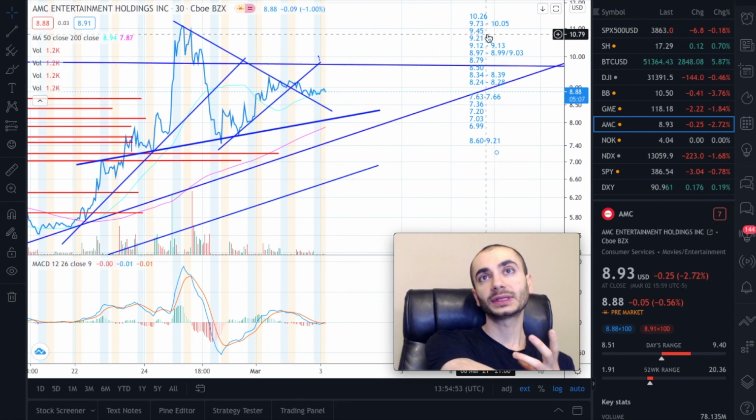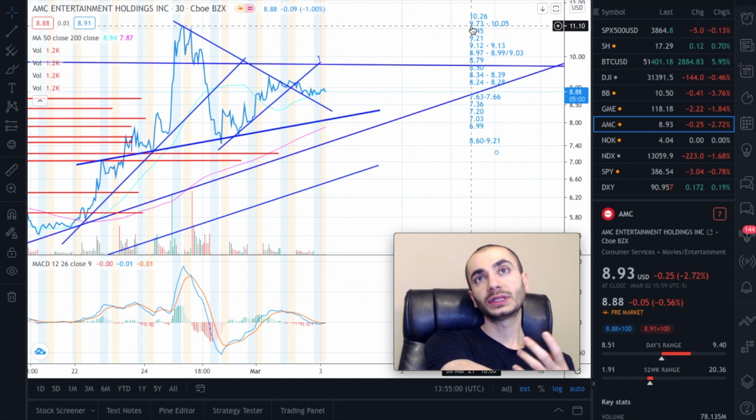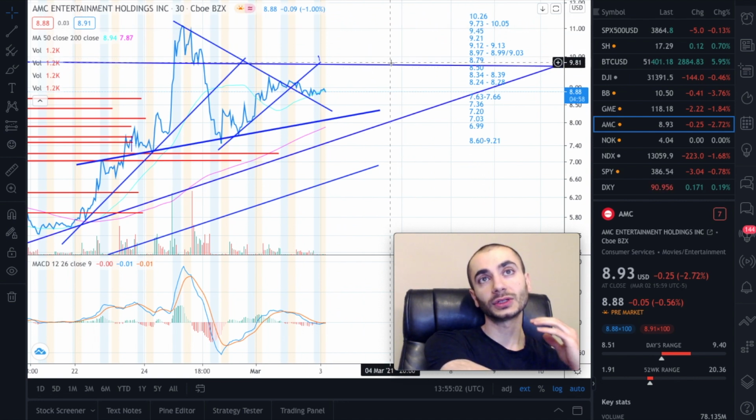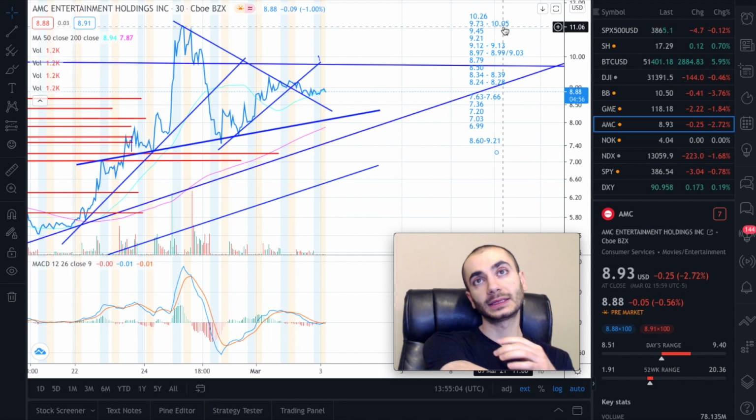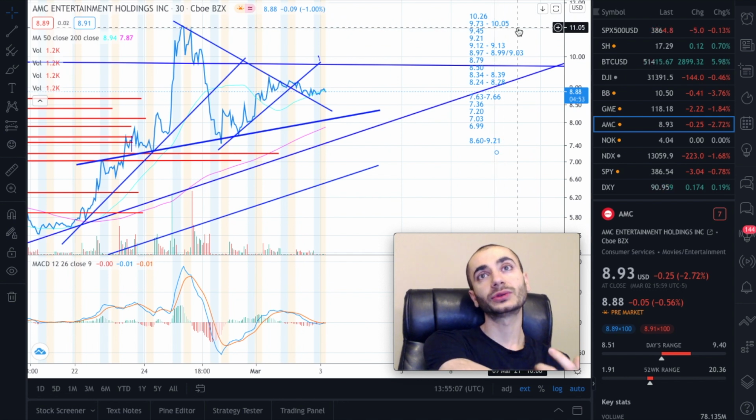And to get back up to this level, obviously you need to pass 945. That's quite a bit of resistance, but the main one is right here. To get past this level, you need to pass 973. 973 is huge resistance, and then to 1005. So 1005 is major resistance as well.